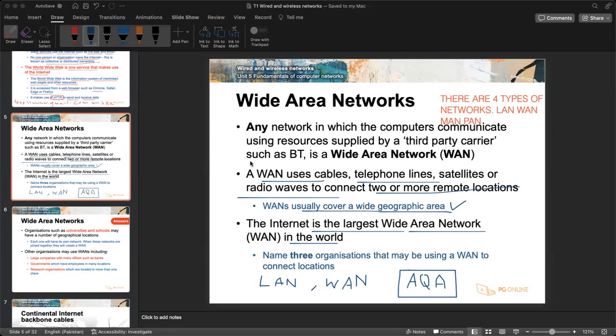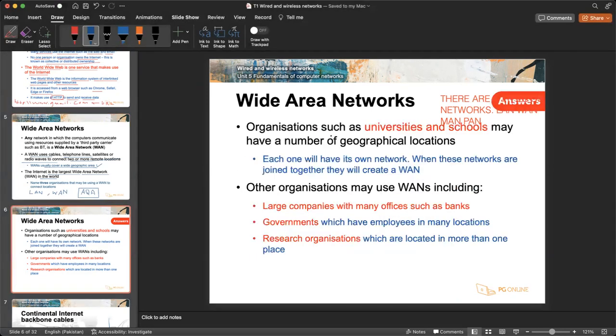Okay. So wide area network. Any confusion? No. Great. So wide area network works with organizations such as universities and schools that may have a number of geographical locations. Each one will have its own network. When these networks are joined together, they create one network. Like you and me: I'm sitting in another country, you are sitting in another country, but we both are connected via a local area network, and those local area networks are connected to make a wide area network. Remember this example while I teach you this topic.